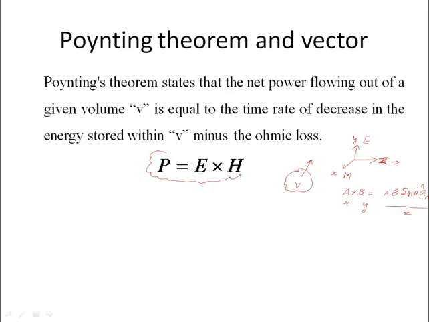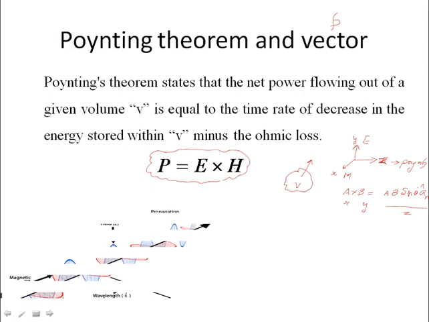P is equal to E cross H. This P is known as the Poynting vector. Why? Because it is pointing towards another direction. That is why it is known as the Poynting vector. Instead of I, we are using the word P O Y. Poynting vector. Clear? So it is nothing but E cross H. Why? Because the power is moving in the third direction, perpendicular to that of E and H. H stands for the magnetic field, no?